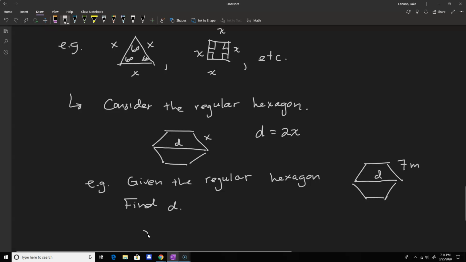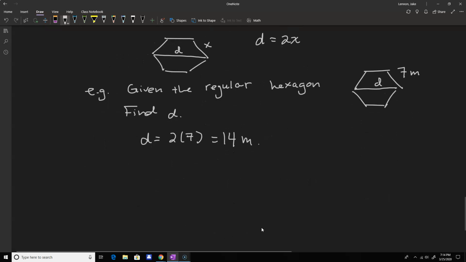So we know that D is just going to be equal to 2 times 7. So the diagonal of this hexagon would be 14 meters. So that's just one kind of fact that comes up. I'll mention one more thing. One kind of thing that comes up a lot, proposition. And we won't really do anything with this, but it is good to know.